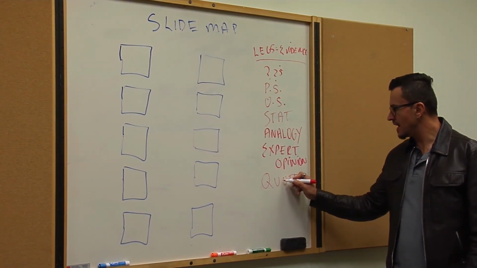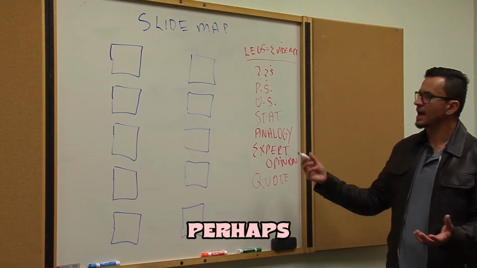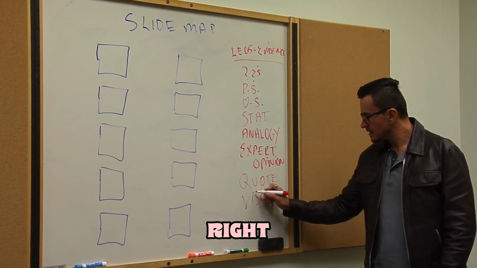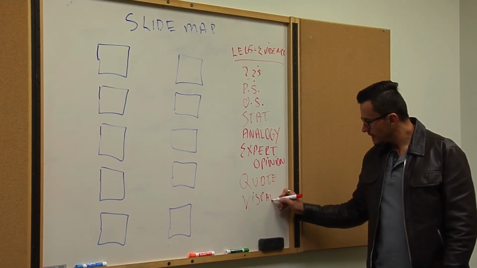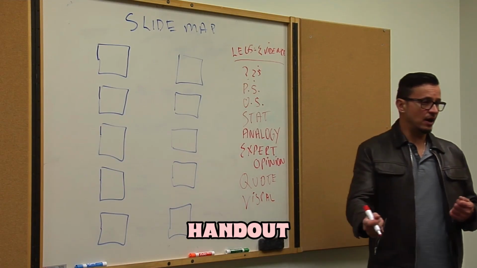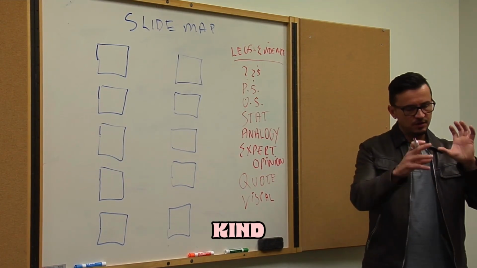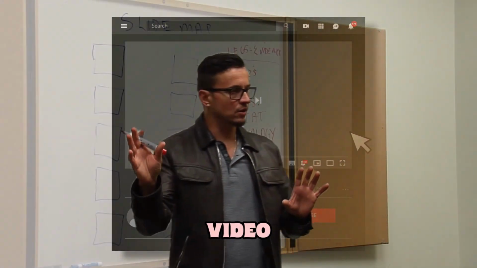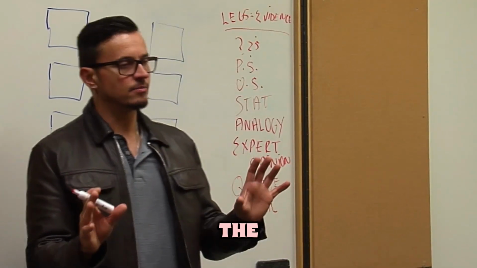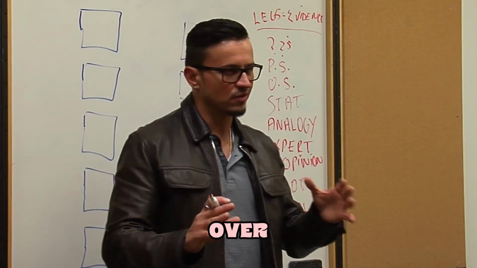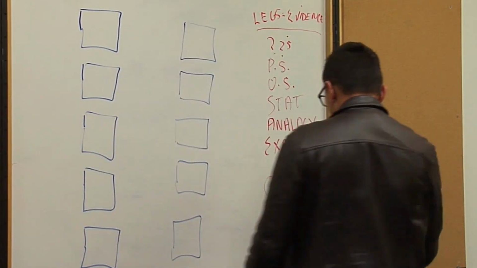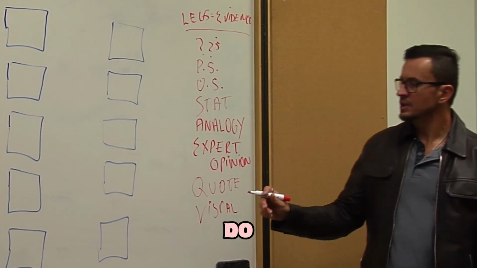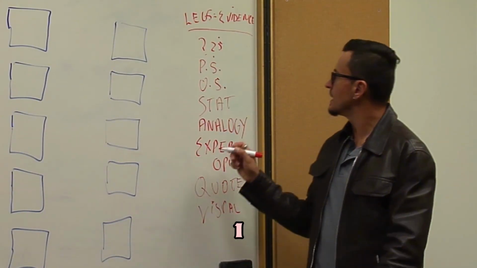Sometimes right when you're at this slide, perhaps you can do some kind of visual, right? Maybe you could do a handout, right over there, or show some kind of artifact, or let me share this video with you, and then you play a video. Anything to just change the monotony, so it's not the same thing over and over and over again, right? Etc.